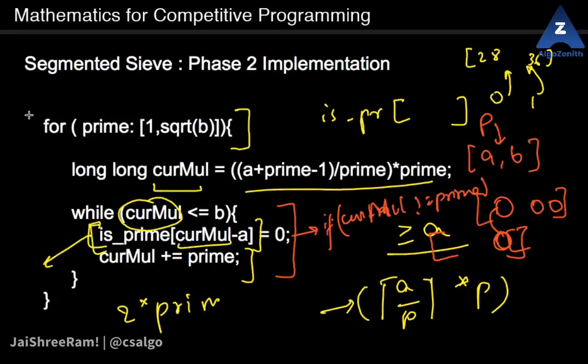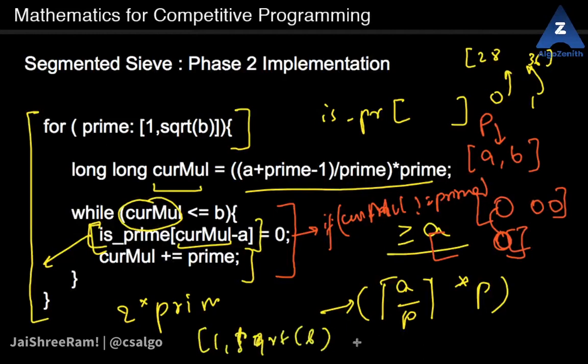However, this particular code will work well when the range 1 to square root of b is separated from a to b, because a to b can be a very large number and square root of b can be 10 to the power 6, right? So if they are quite separated, this will work pretty fine.